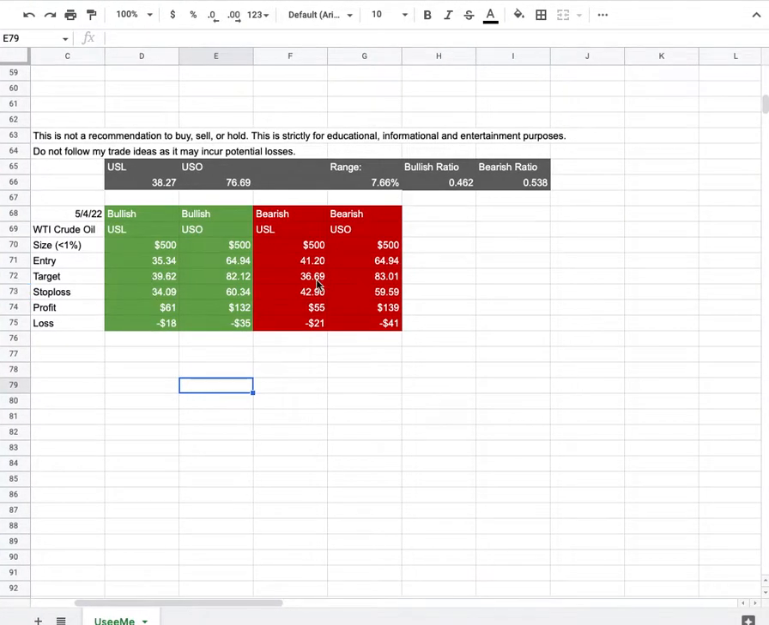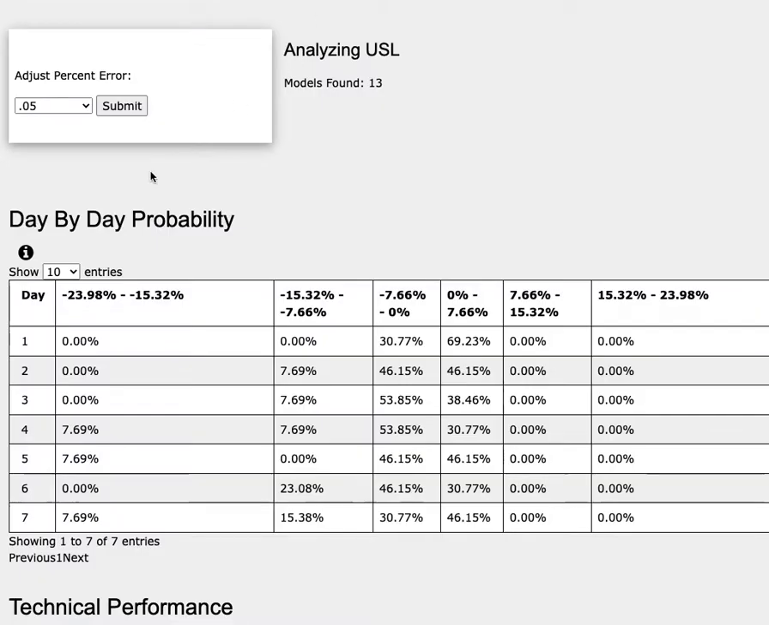So how did I develop these trade ideas? It all comes from the day-by-day probability model. As we progress to the 5th day, or week of trading, WTI crude oil has a 46% chance to climb between 0 to 8%, and a 46% chance to fall between 0 to negative 8%, an 8% chance to fall between negative 15 to negative 24%.